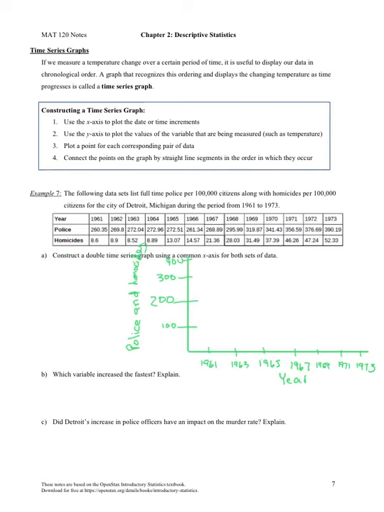And let's also go ahead and put in our title. And then let's start out by plotting some of our points for police first. And we'll let the police be blue. And once we have the points plotted, we go ahead and connect them with lines. So when we have this, we'll see that there's quite an increase, it looks like, after 1967 in the number of police officers. Now let's go ahead and in a different color graph our homicides.